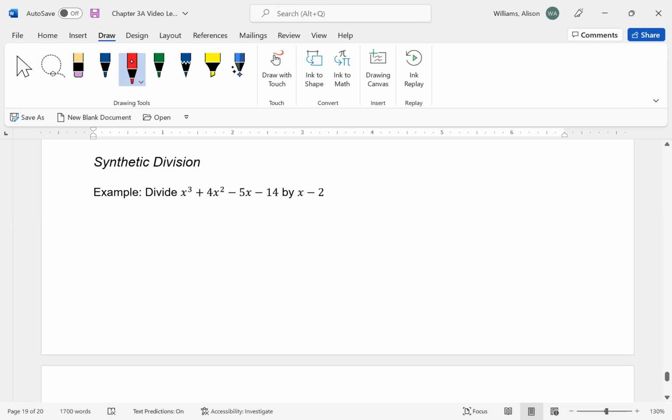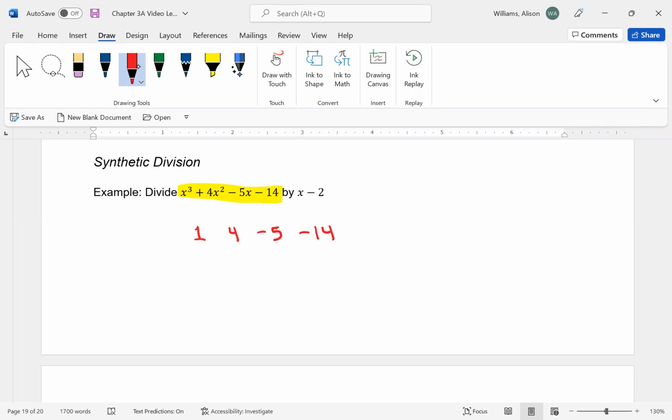work with the coefficients. So I'm going to start by listing out, for the polynomial that we are dividing into, its coefficients. In front of the x cubed would be a 1, since I don't see anything. In front of the x squared would be a 4. In front of the x is a -5, and in front of the last term, or I should say the constant, is -14. So I've just listed out the coefficients only.